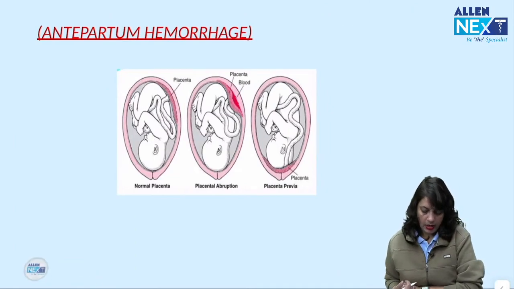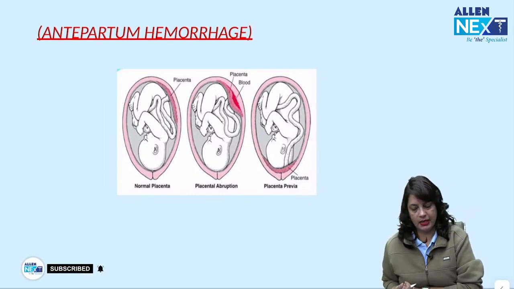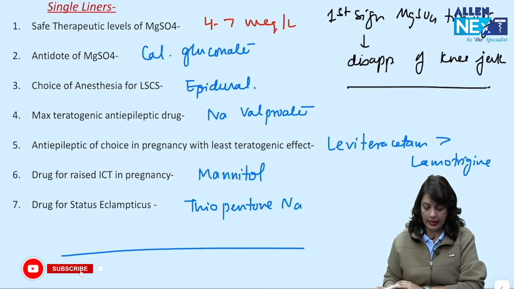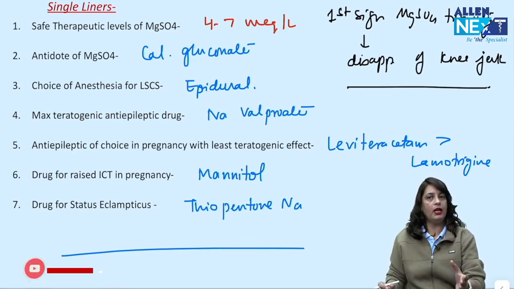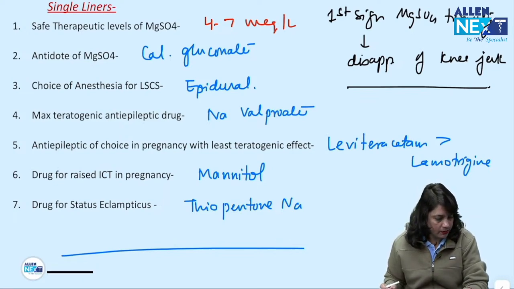Now, antepartum hemorrhage. So enough of pre-eclampsia and eclampsia. I have given you the single liners. I have added up all those questions which are important. Then I have already told you the hypertensive disorders classification.